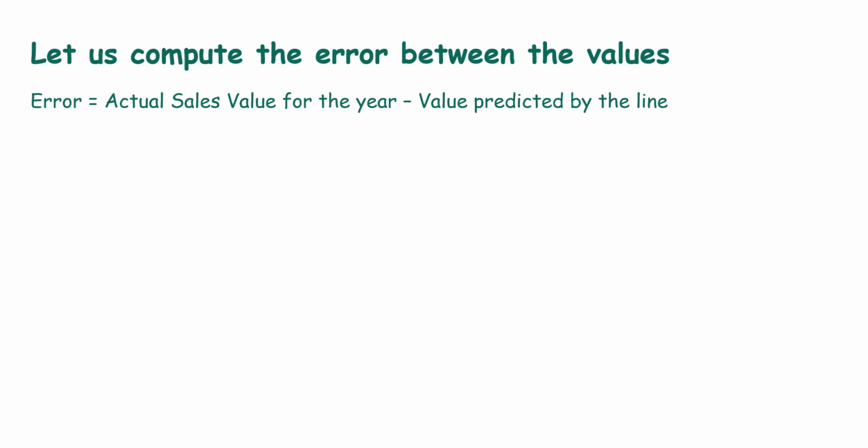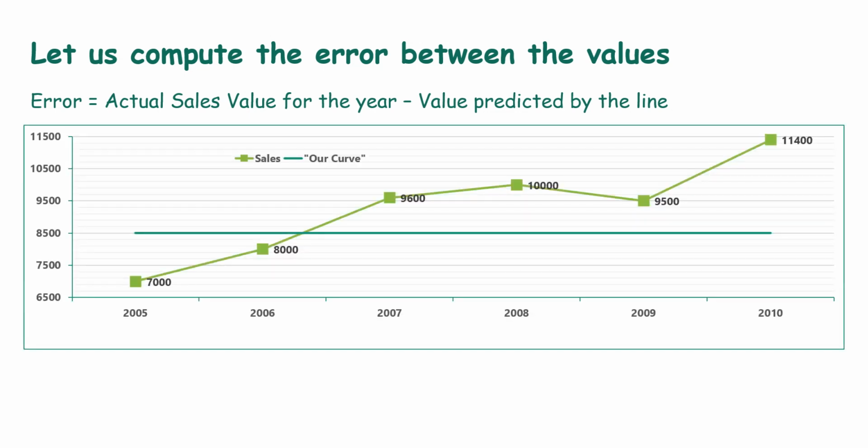So how do you calculate the error? The error is the actual sales value for the year minus the value that the line throws. So let's start. This is how our graph looks. Now, how do you find the error? For 2005, the sales value was 7,000. Now your line value is 8,500. So you just subtract the two and that should be your error. Similarly you do it for 2006, 2007, 2008, 2009, 2010.